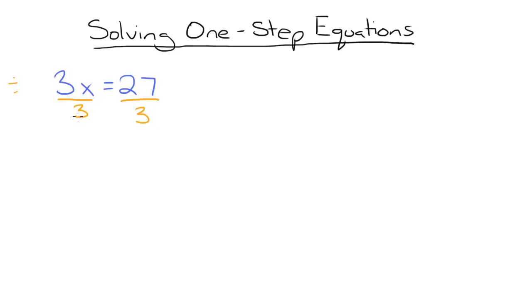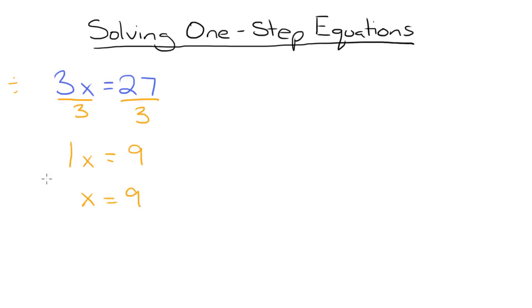So now we have 3 divided by 3 is 1. So we have 1 times x equals 27 divided by 3, which is 9. Now, 1 times anything is that thing. So 1 times x is just x. So this gives us x = 9.